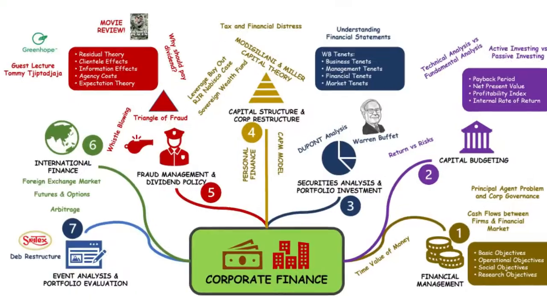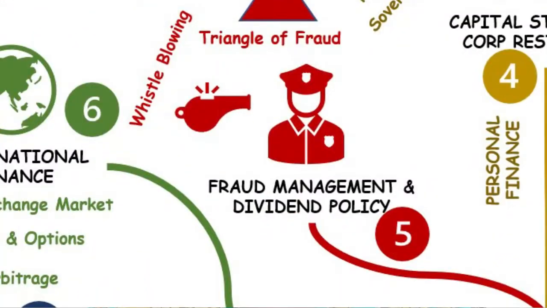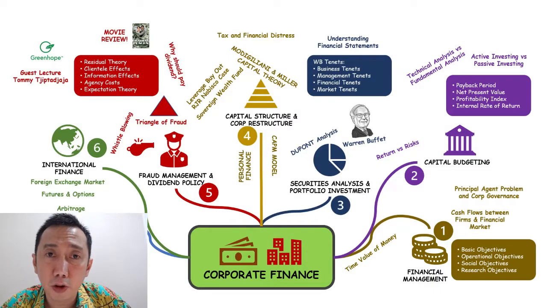And now we arrive at part 5 of the course, which is about fraud management and dividend policy. We learn about occupational fraud and abuse. The first example is corruption, the second is asset misappropriation, and the last is fraudulent statements. Basically, fraud is committed due to three main features, often called the triangle of fraud.